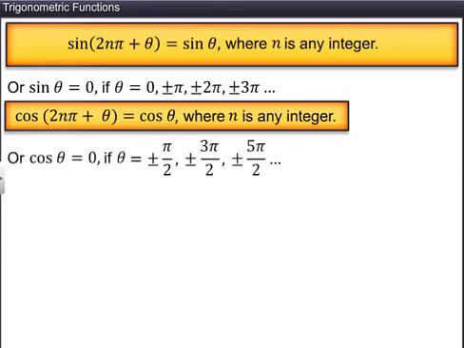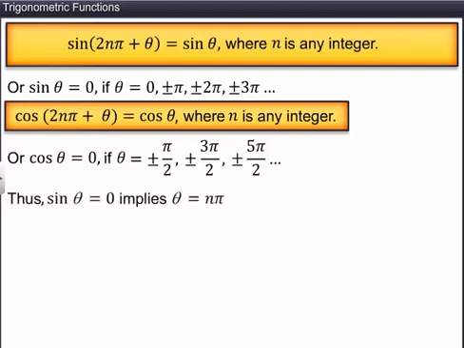We just saw that the values of cos pi by 2 and cos 3 pi by 2 are equal to 0. Similarly, cos theta is equal to 0 when theta is an integral multiple of pi by 2. That is, at plus or minus pi by 2, plus or minus 3 pi by 2, and so on.